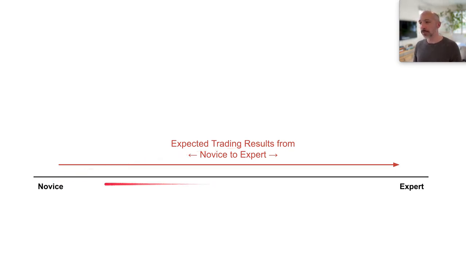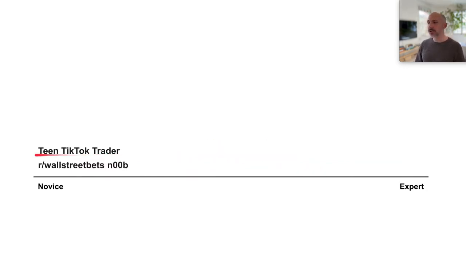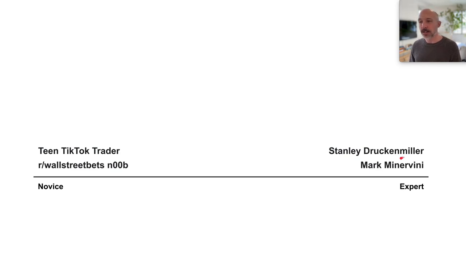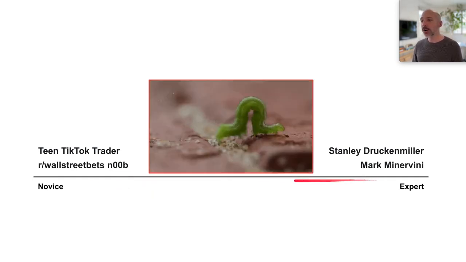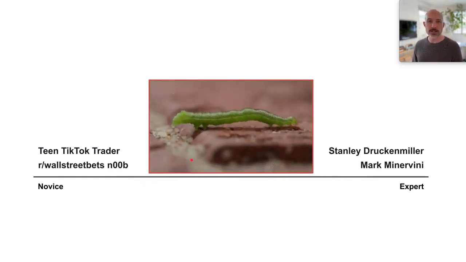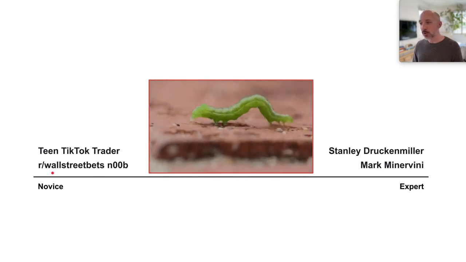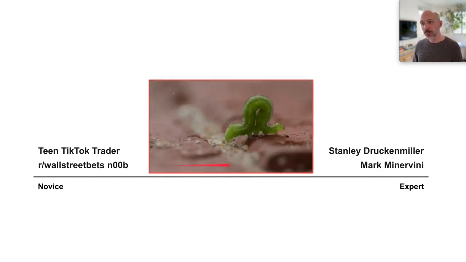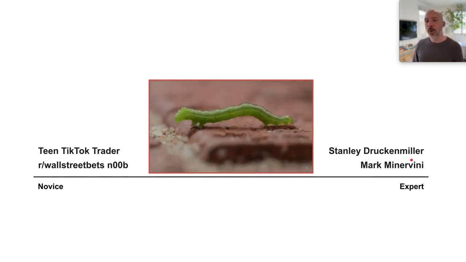Think about we have the spectrum from novice trader over here over to expert. Expected trading results from novice to expert. Okay, so down here you have the teen TikTok traders. You have the Wall Street Bets noobs. And maybe over here, if you're a macro guy, you have somebody like a Druckenmiller. If you're a price action guy, maybe you have a Mark Minervini over here, a Peter Brandt, etc. Novice, expert. We are going to try to move our trading results like an inchworm from this side to this side. Why like an inchworm?